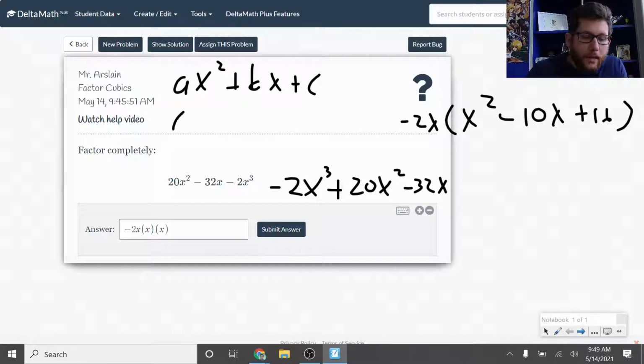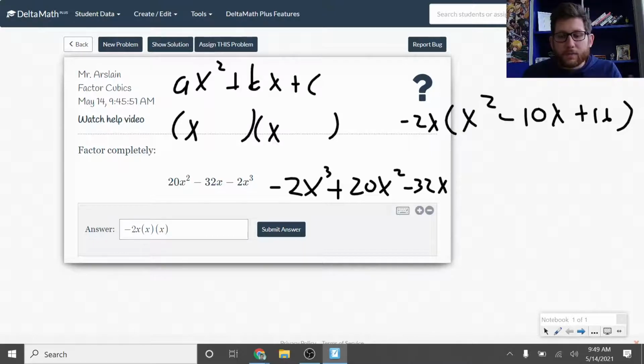Now, the whole idea is that I'm going to break this up into two binomials, where I multiply by x on both of them. Now, for all of the problems in this DeltaMath, this a value is going to equal 1. So we can largely just ignore the a value. So really what we're focused on is b and c. Now we know that the two values here need to multiply together to make c, but add together to make b. So let's take a look at this 10 and 16.